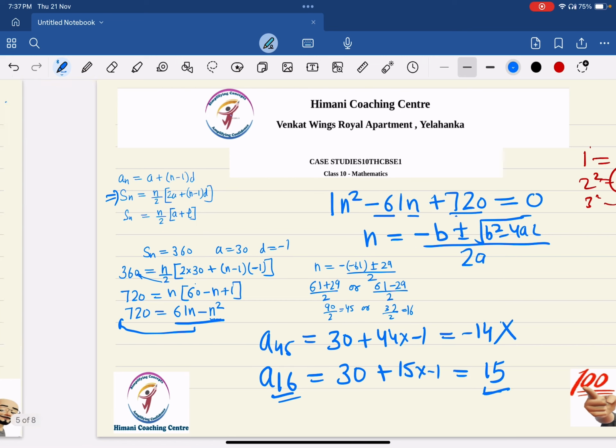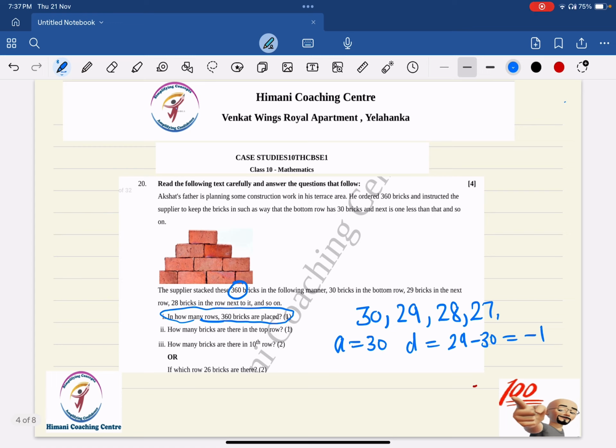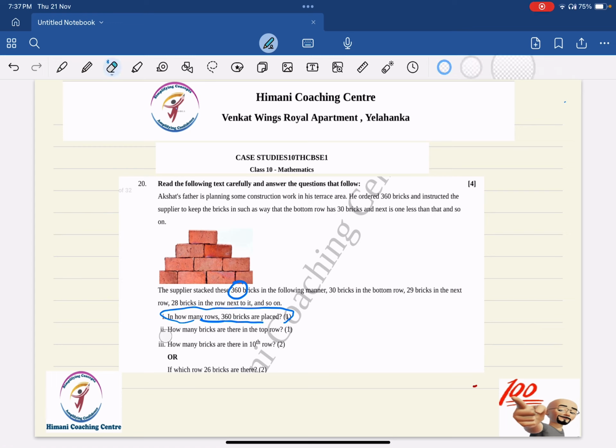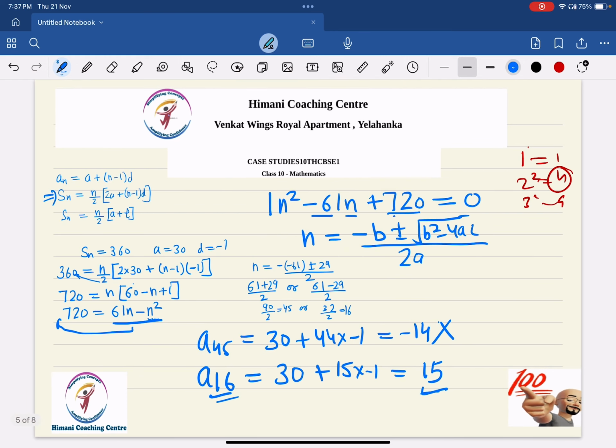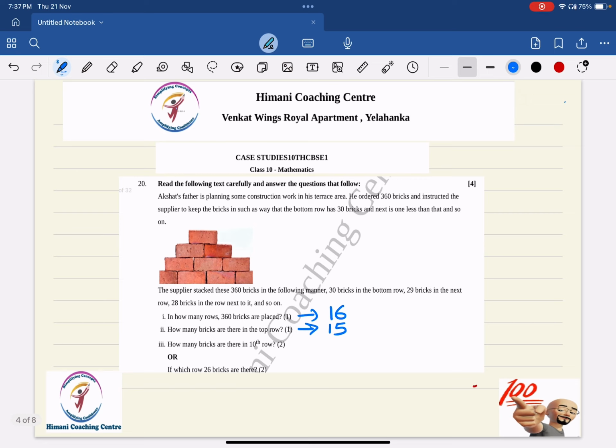Okay, so now let us go back to the question and see. So what is the question here? The first question says, in how many rows are the bricks placed? So our answer we got is 16. The second question says, how many bricks are there in the top row? So we just figured that out, that the answer is 15. So we have already done that. So you just write the answer, show the working.